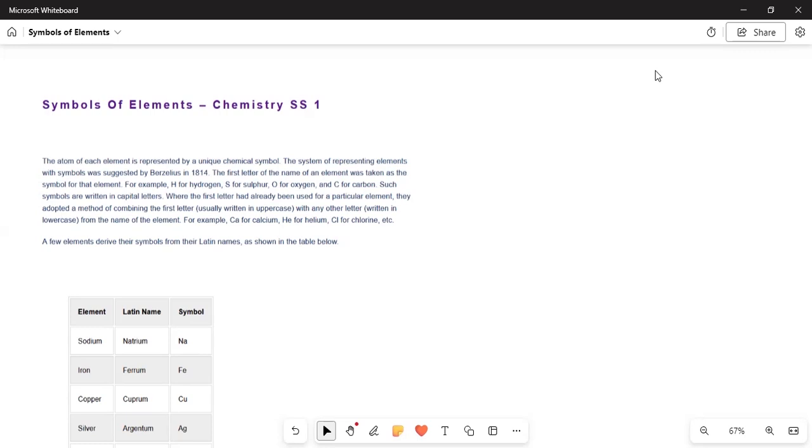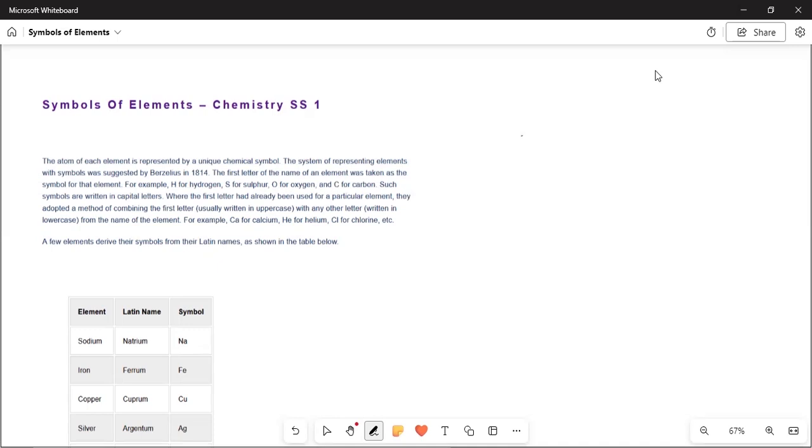So as more elements were discovered, in a situation where the first letter has been used for another element already, then a combination of the first letter and any other letter from the name of the element was adopted. For example, when calcium was discovered, we cannot use C to represent calcium since C has been taken by carbon. And so the first letter of calcium, which is C, plus the next letter A, was used to represent calcium.